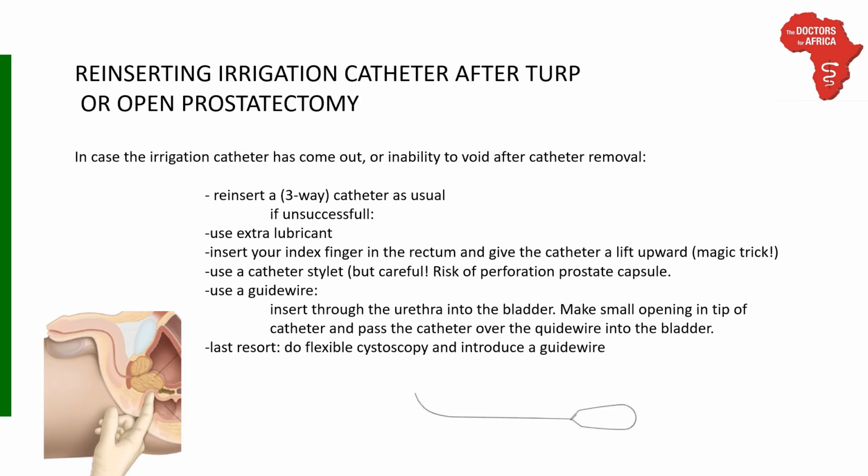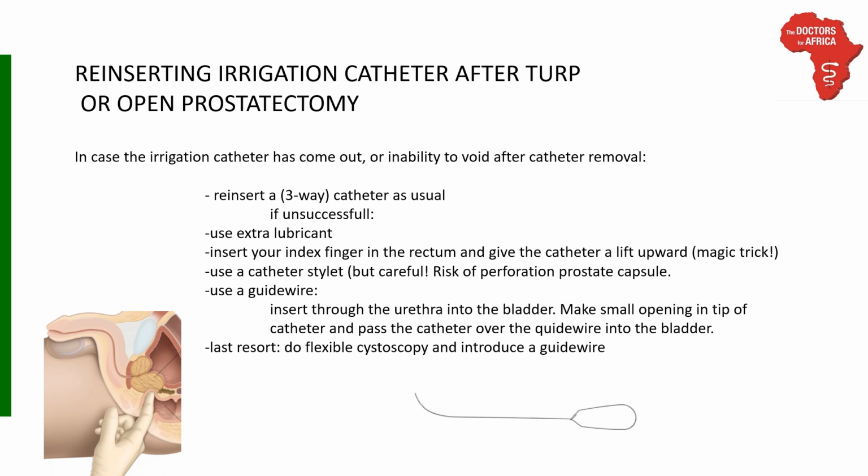Reinserting an irrigation catheter after TURP or open prostatectomy. In case the irrigation catheter has come out or there is inability to void after catheter removal, the catheter should be reinserted, preferably a 3-way catheter. If that is not successful, use extra lubricant or insert an index finger in the rectum of the patient and give the catheter an upward lift.